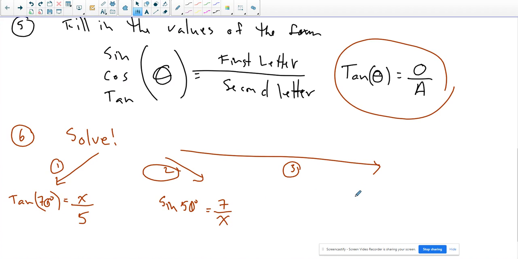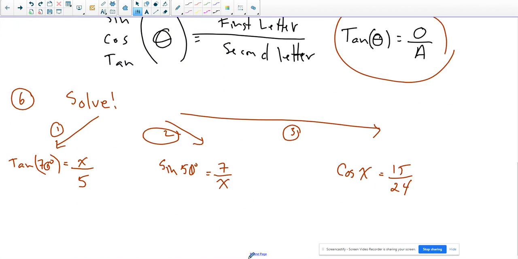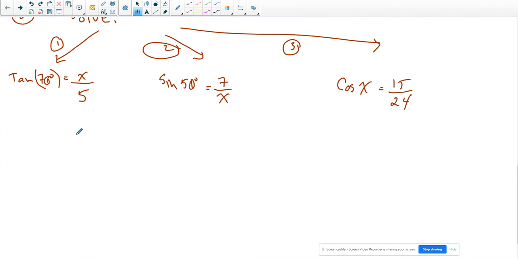And then case 3 is, imagine that we had the cosine of x equals 15 over 24. And in that case, what we're looking for is the variable happens to be inside the angle. So these are the 3 different scenarios that we can end up with after we've walked through our cookbook. And solving these is all done a little bit differently on a case-by-case basis.